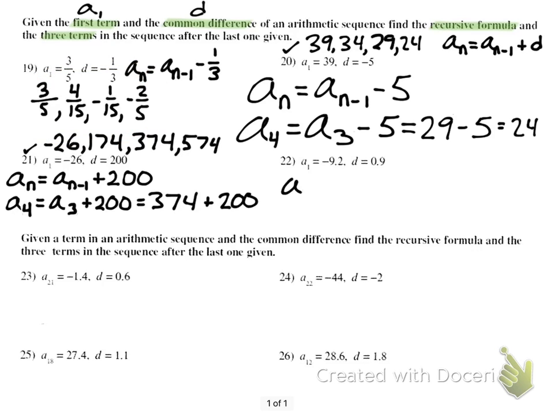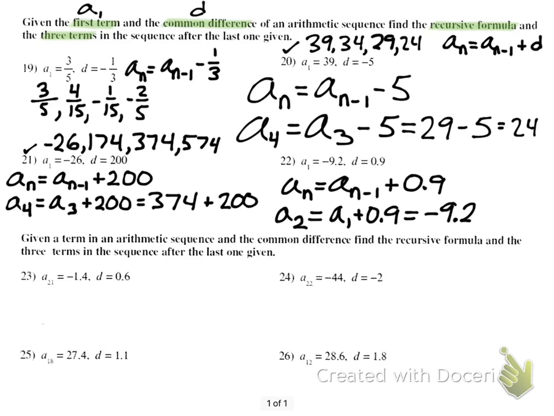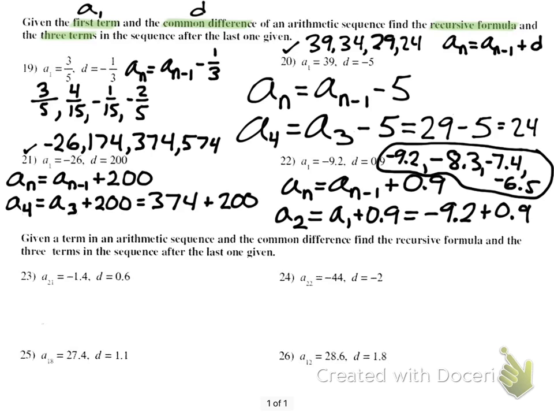Let's look at number 22. We are doing a sub n is going to equal a sub n minus 1, and then our common difference this time is adding 0.9. So again, we are going to now find a sub 2, which means we're going to need a sub 1. A sub 1 was negative 9.2, and we are adding 0.9 to that. Negative 9.2 plus 0.9, there we go, and negative 8.3, that would be your second term now, with the first term being negative 9.2. And then if you just keep adding 0.9, that's the general pattern here.